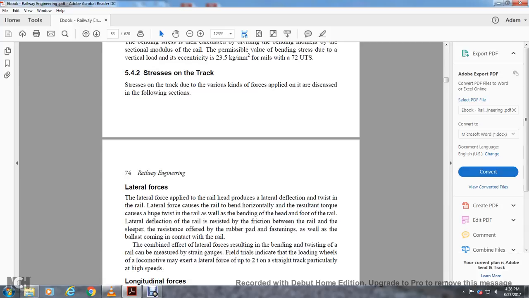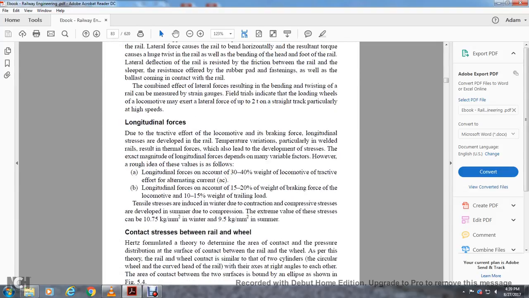The combined effect of the lateral forces resulting in the bending and twisting of the rail can be measured in a straight gauge. Field trials indicate that the rail wheels of the locomotive may exert lateral force up to 2 times that on straight track, particularly at high speeds.